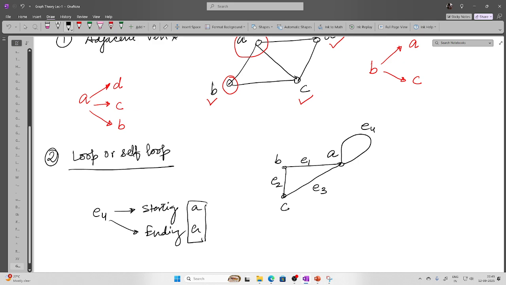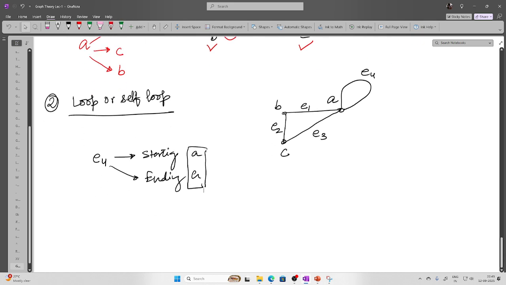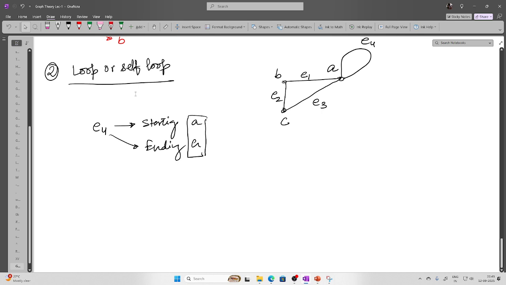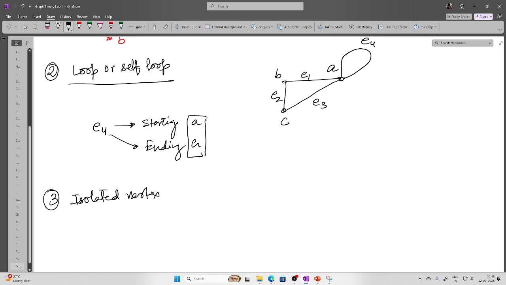Okay, now there is another term called as isolated vertex. What is an isolated vertex? Isolated vertex. Consider this graph.